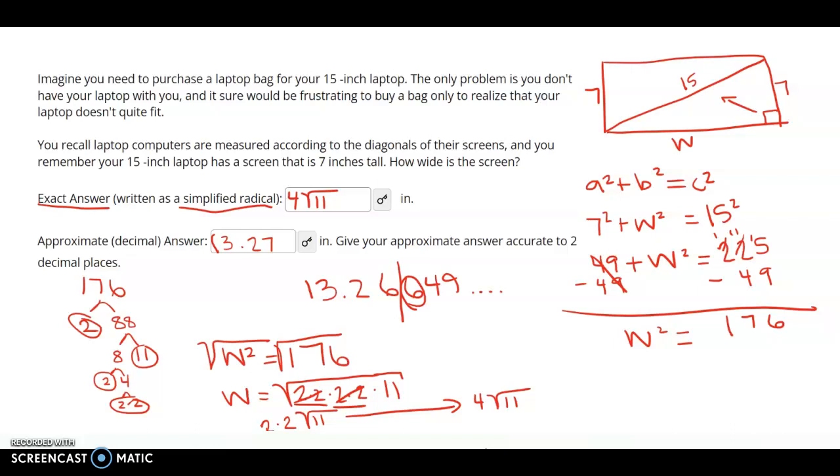So this one, there's kind of a few steps in this problem, but you can do it. Just take it step by step, draw yourself a picture, and you'll get it figured out.